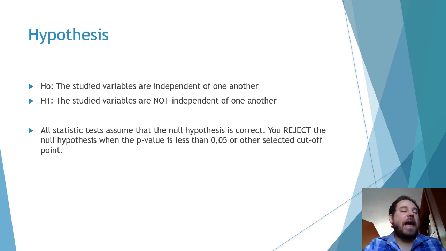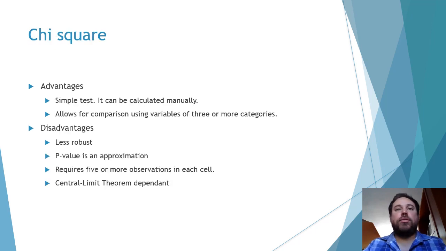In this case, our chi-square test works with this hypothesis. The null hypothesis, that is the base hypothesis of the test, is that studied variables are independent of one another, and the alternate hypothesis is that the studied variables are not independent of one another. So all statistical tests, as I said before, assume that the null hypothesis is correct, and you're going to reject the null hypothesis when the p-value is less than 0.05 or other selected cutoff point.